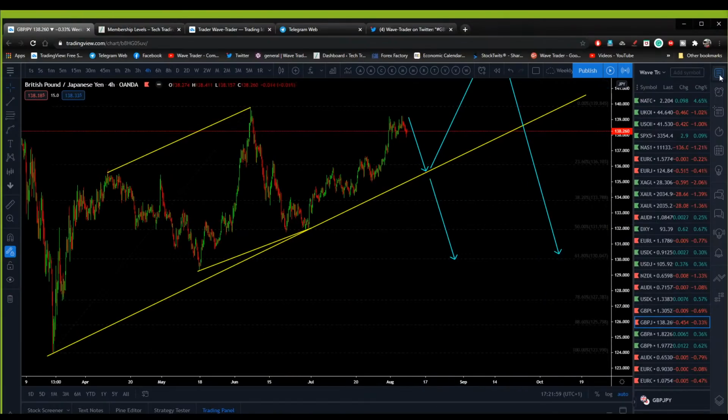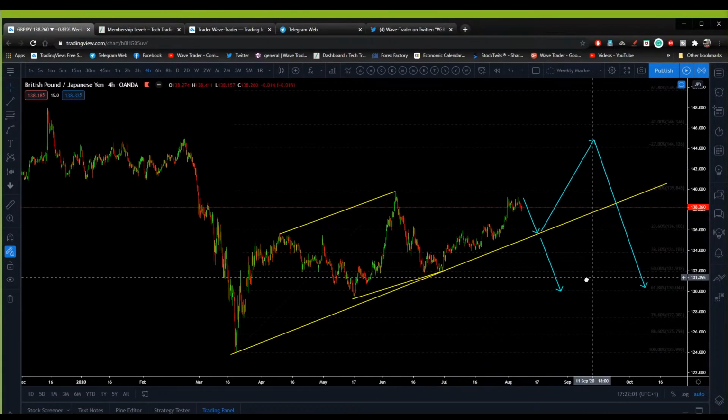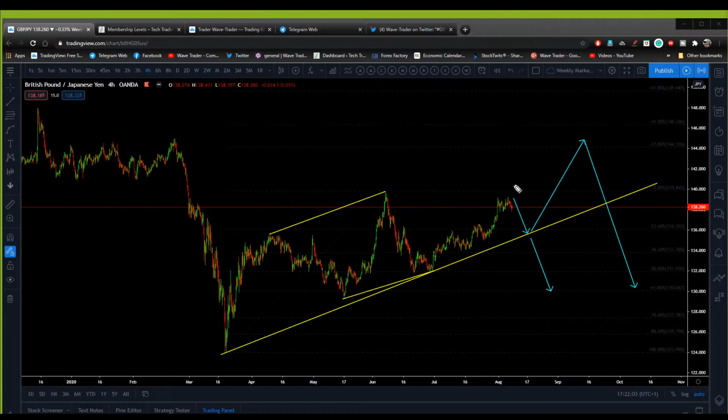Very much the same analysis on the pound yen as well. We may see a small push up there like that, and again a correction like the previous one, and then continuation or a deeper pullback up to these areas, up to 32. So it's a counter trend trade against the trend which we are having right now.